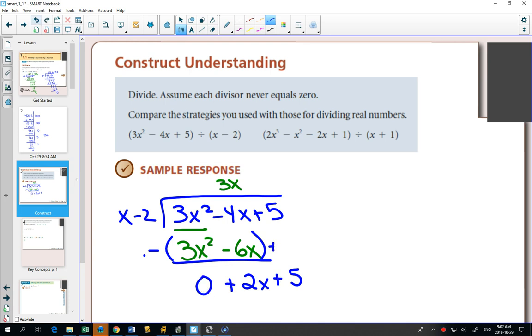And it's all right if you write a plus 0 there to help you remind yourself that you still have to subtract that as well. And now we repeat the process. But now, what's our first term?